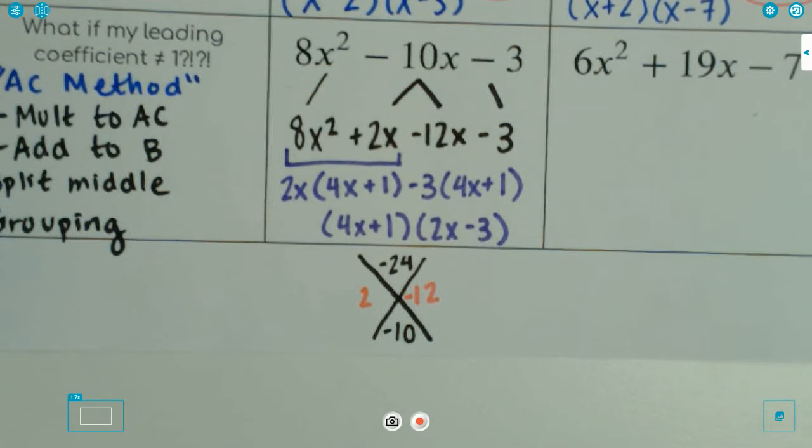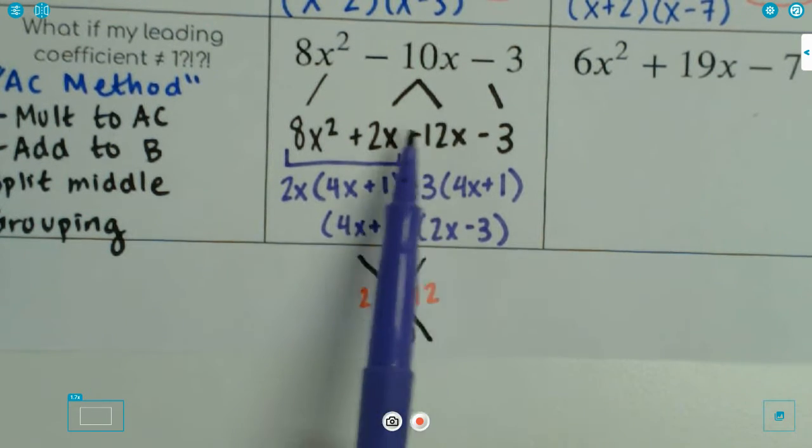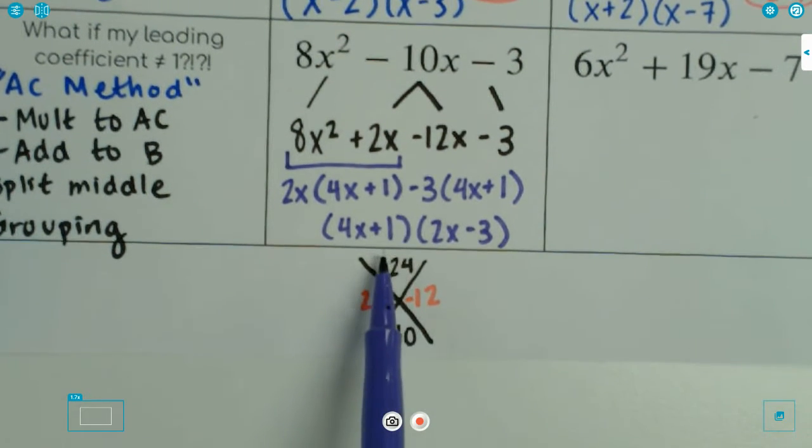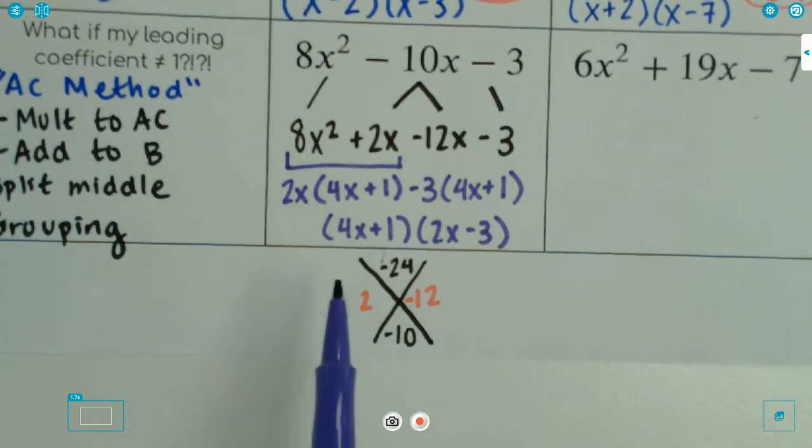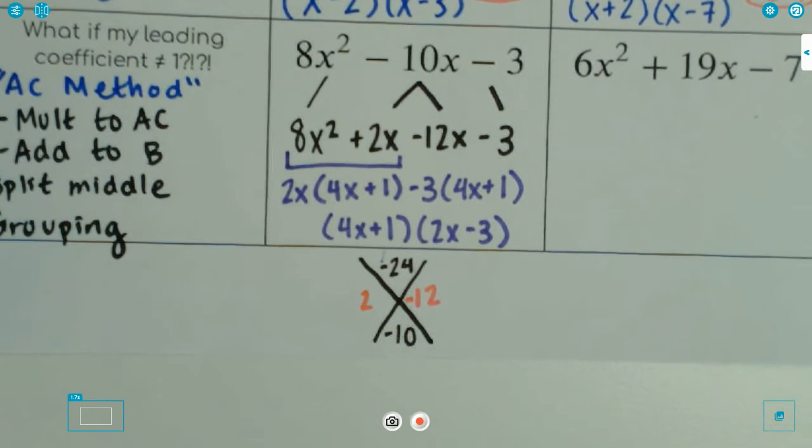Questions, concerns, emotions, thoughts? It's really just 2 steps. Find the numbers that multiply to AC, add to B, and then factor by grouping. Do it enough and, if you can remember that first step and you can remember how to group, it's just remembering to put it together.